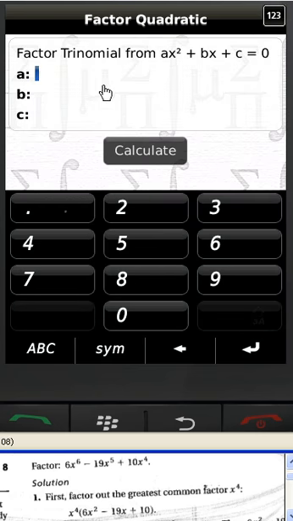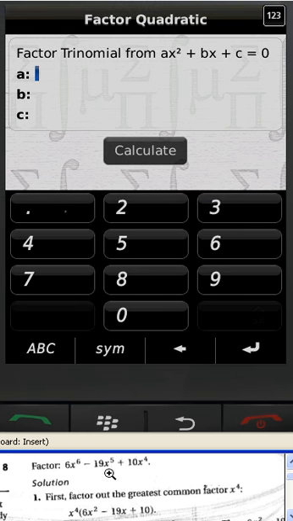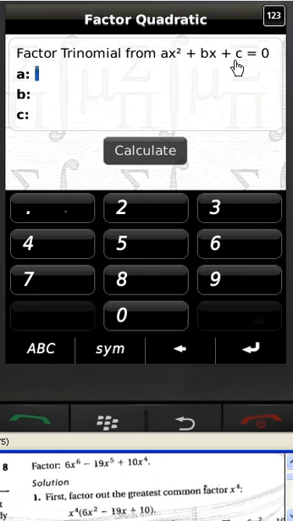I will choose that, and you notice that it brings me to the Factor Quadratic screen, and the title is Factor the Trinomial from ax squared plus bx plus c equals 0. I have chosen a problem from the book down here, 6x to the 6th minus 19x to the 5th plus 10x to the 4th. You'll notice that our form is ax squared plus bx plus c.